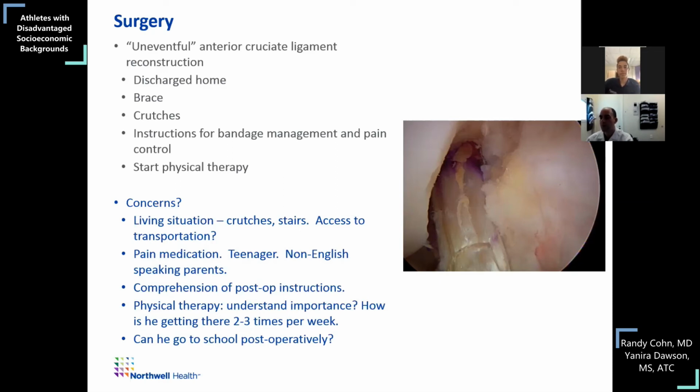Comprehension of the postoperative instructions. Weight-bearing status, crutches, the importance of the brace. Physical therapy. Physical therapy is going to be necessary for a long period of time after surgery. Do they understand the importance? The risks of stiffness, flexion contracture, permanent damage if physical therapy is not done in a timely fashion. How is he going to get to physical therapy 2 to 3 times per week? Who's going to take him? Who's going to pay for it? Is there a copay with their insurance? Again, these issues present themselves every step of the way in terms of this athlete's care.